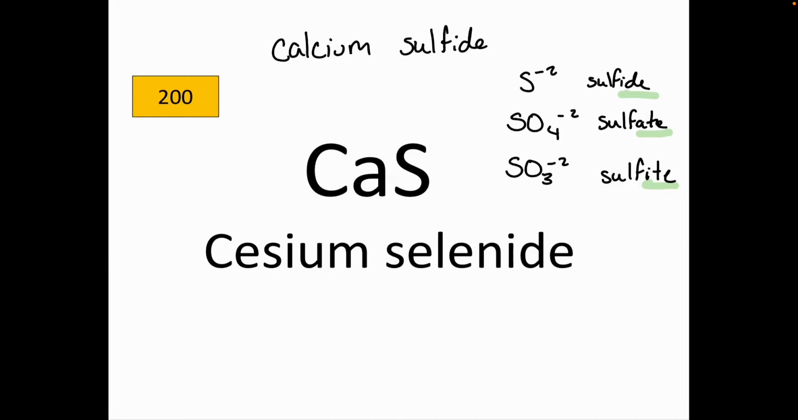When I'm putting my formulas together, again, remember, do it the long way. Put down each ion. Cesium with a +1 charge. Selenide is selenium with a -2 charge. So then I do my cross and I get Cs2Se for cesium selenide.